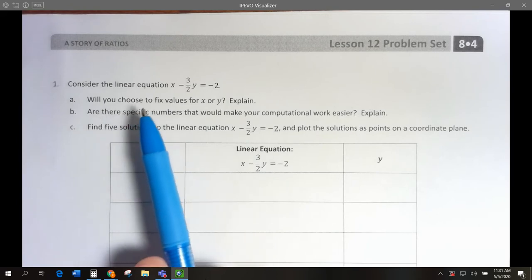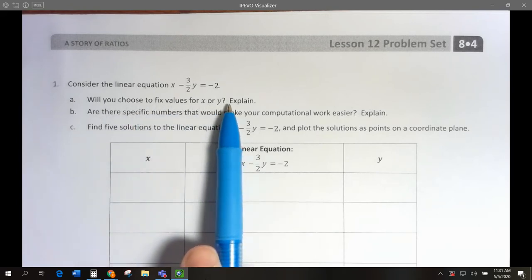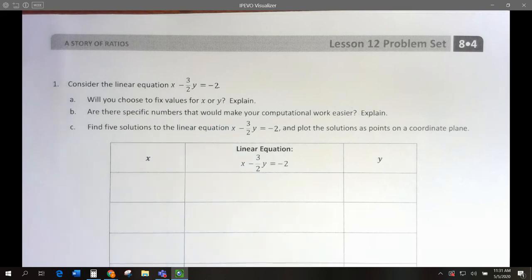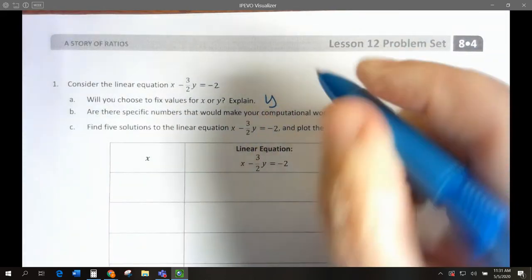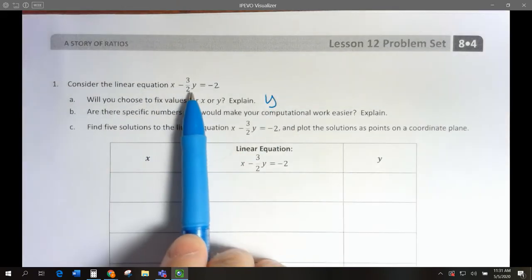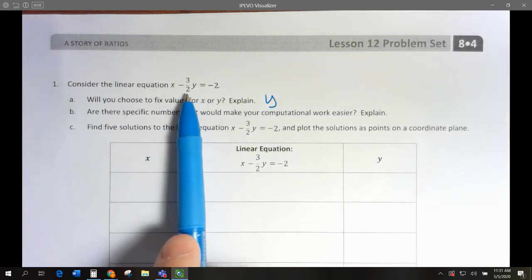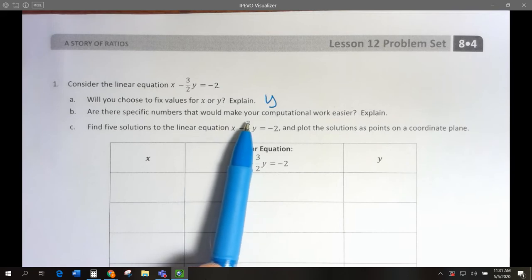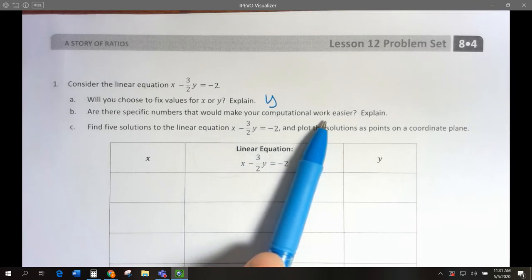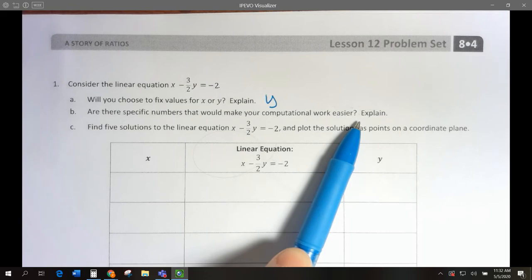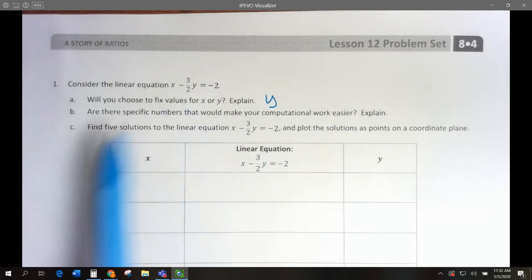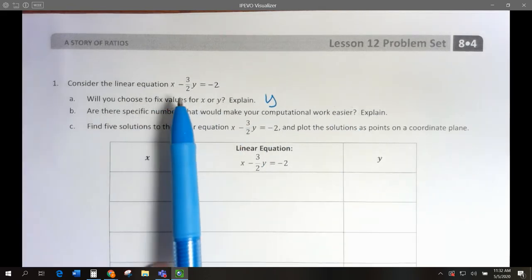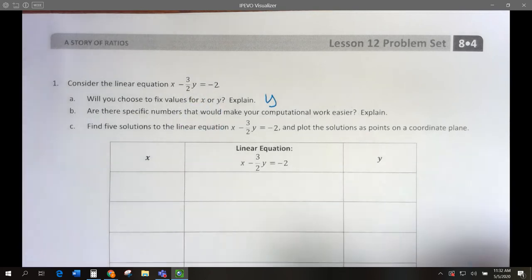And they want to know, are we going to choose to fix the x or the y value? Are we picking our x's or our y's? We would actually want to pick our y's because y has that coefficient. If one of the variables has a coefficient, it makes it easier to use that one to pick your values. Are there any specific numbers that would make our computation easier? Yes. If we have a fraction, it's always easiest if we pick multiples of our denominator.